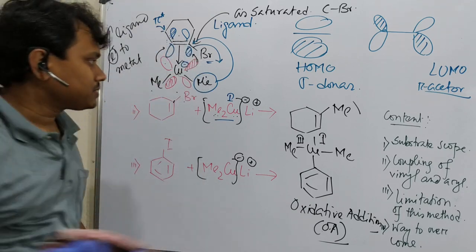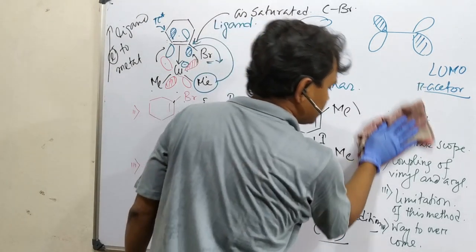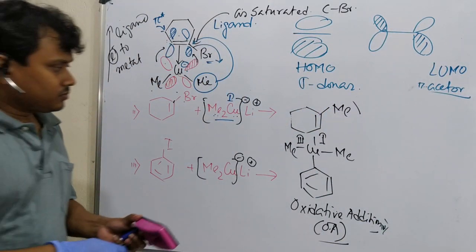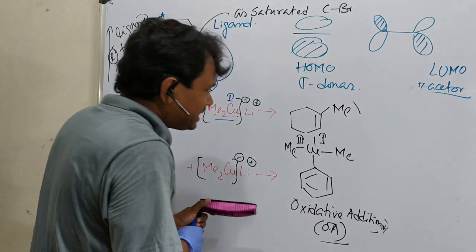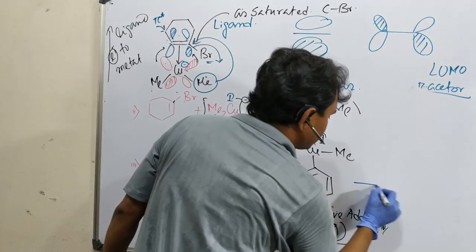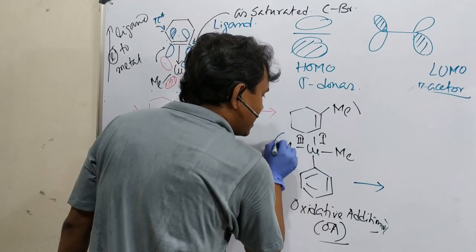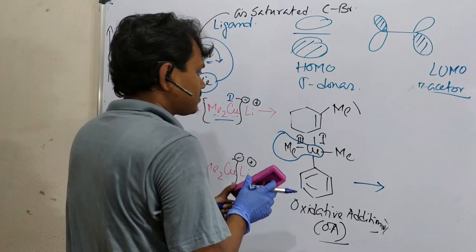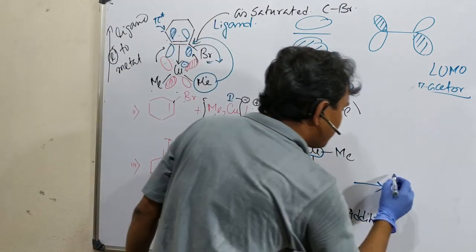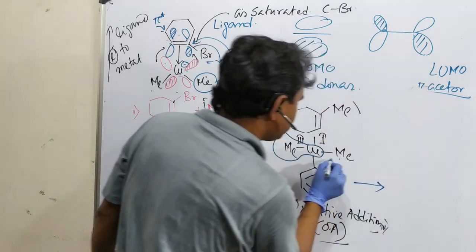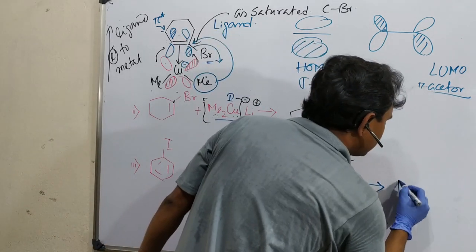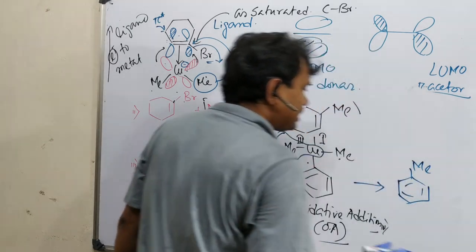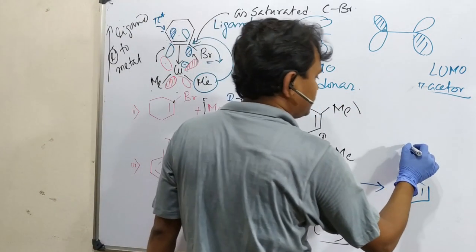In the next step, what happens? This reagent undergoes reductive elimination, meaning this copper and one methyl eliminate, and this methyl is getting attached to this. Reductive elimination. Just accept this right now, you will understand this just after a few days.